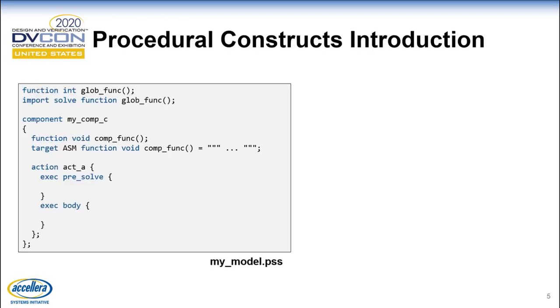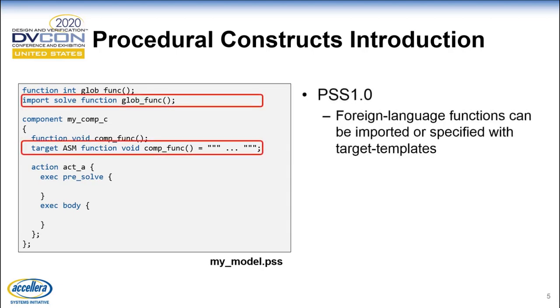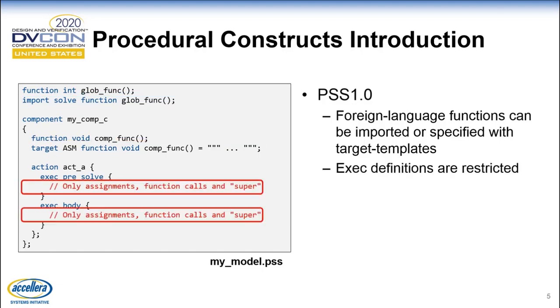Again, I already covered this, so I'm going to go through this a little bit quickly. This is already there in PSS 1.0, so you can have what are called target templates, which are inline code snippets that you can put in, or you can have what is called a procedural interface. You could specify, for execs, a brace and some constructs inside which a tool will transform, but there are a lot of restrictions on what you can do in 1.0. You can basically only do assignments, function calls, and use of super. So no branches, no repeats, none of those facilities are there.